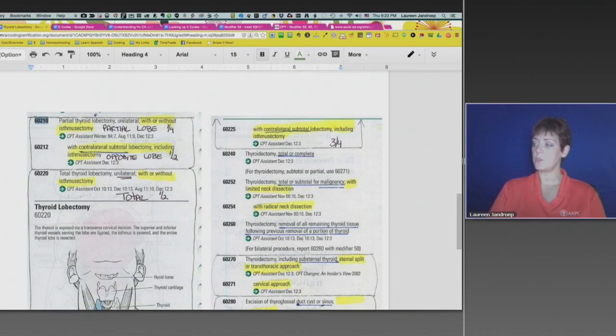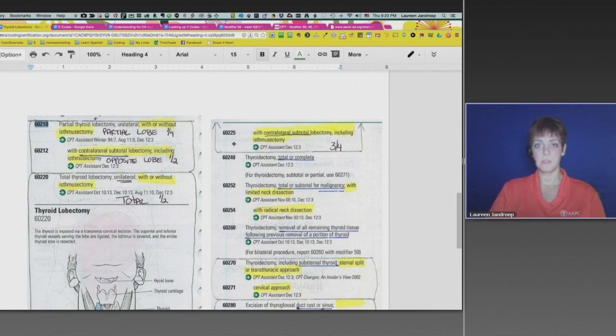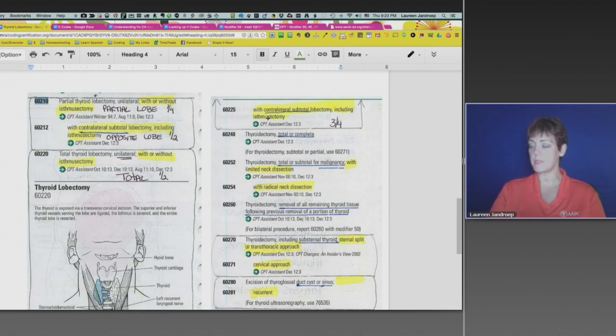Then 60225, indented underneath that, says with contralateral, so that's the opposite side, subtotal, which just means part, lobectomy. So that's 3/4 of the butterfly. And then finally, we've got the whole butterfly, 60240. That's a thyroidectomy total or complete.